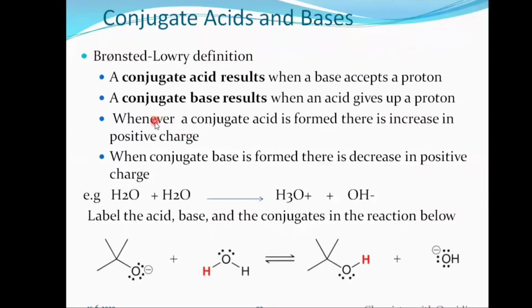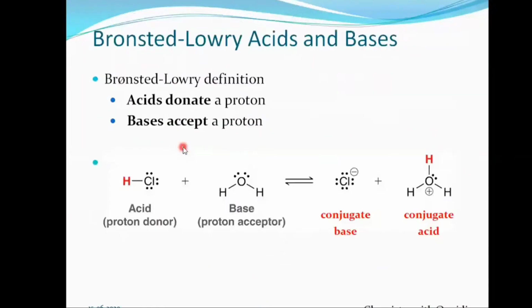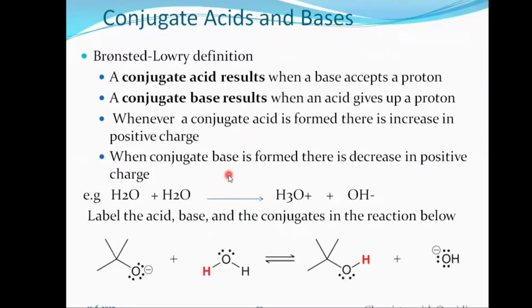Now there is another way to define this: whenever a conjugate acid is formed, there is an increase in the positive charge. Let's see here. This is an acid, HCl, and when the conjugate acid is formed, there is an increase in the positive charge. Both are neutral species. The one where the charge is increased will be the conjugate acid, and the one where the charge is decreased will be the conjugate base. When a conjugate base is formed, there is a decrease in the positive charge.